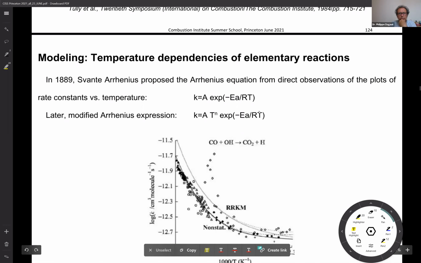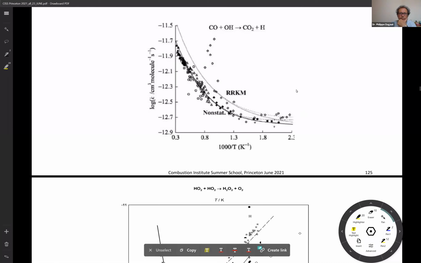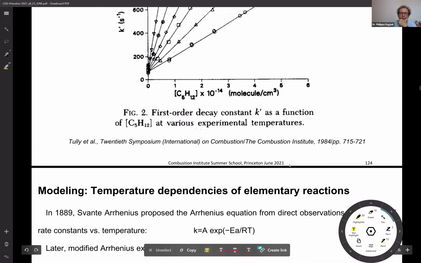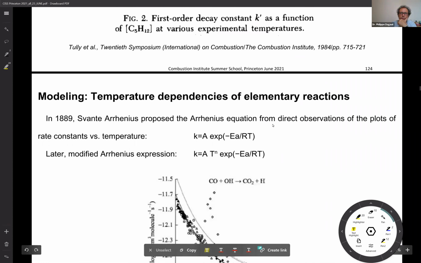This is also a very important reaction in combustion, the oxidation of CO by OH. And this is almost the only oxidation route for CO in combustion. Reaction with O atoms is very slow, and that with HO2 is slow also. I will show you some examples of the variation of rate constants with temperature, and you will see that this initial equation by Arrhenius cannot apply in several cases.